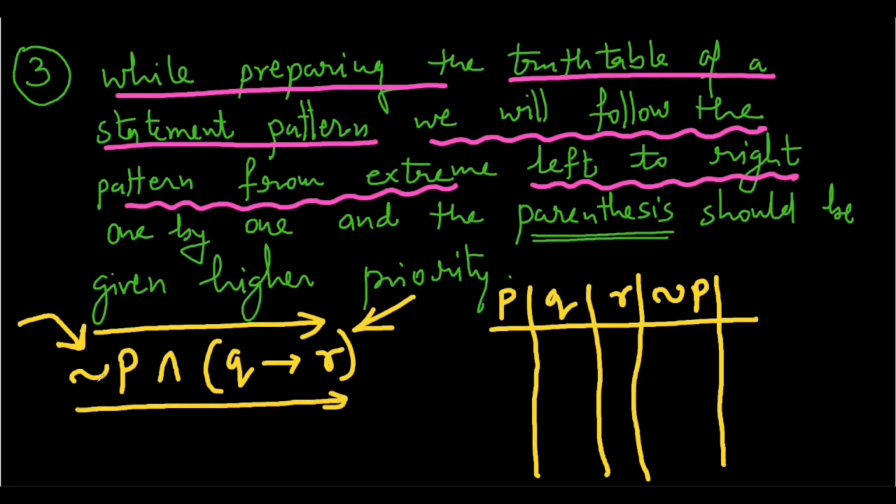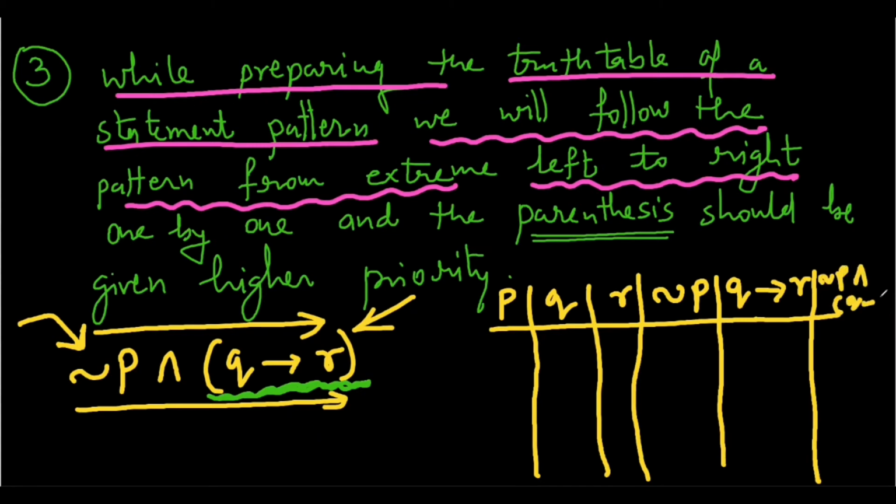So I will go for negation P. Then I will not go for "and." Instead, I will give priority to parenthesis. Look at this, the bracket. Then what will I go for, students? I will go for the bracket, that is Q implies R. Now, once it is done, then what do I go for, students? Then I will go for negation P and Q implies R. So here I will have negation P and Q implies R.